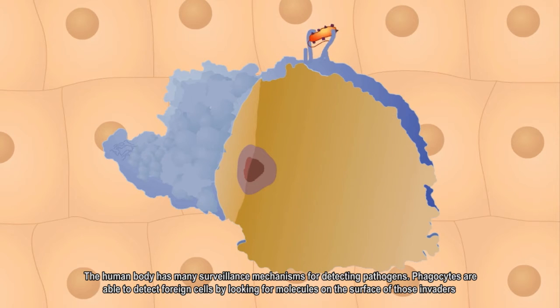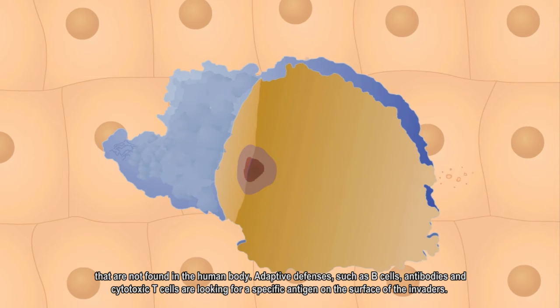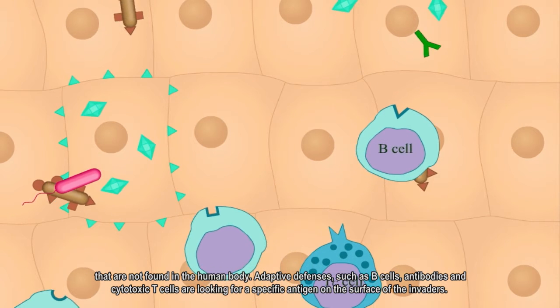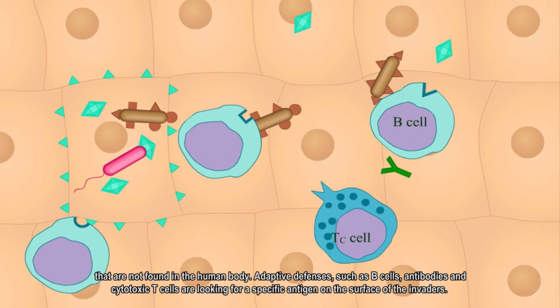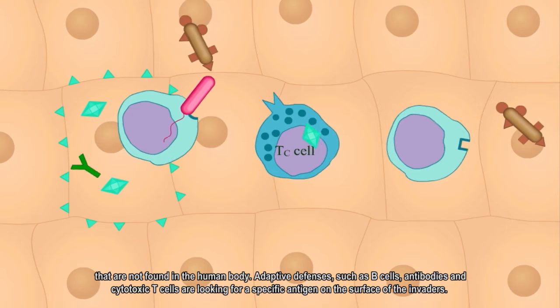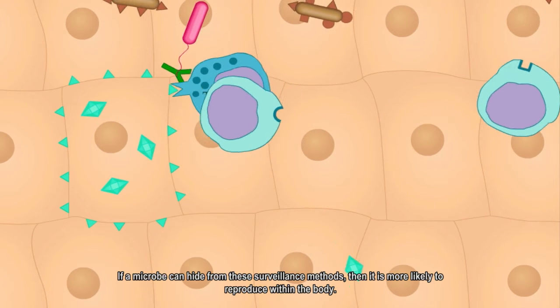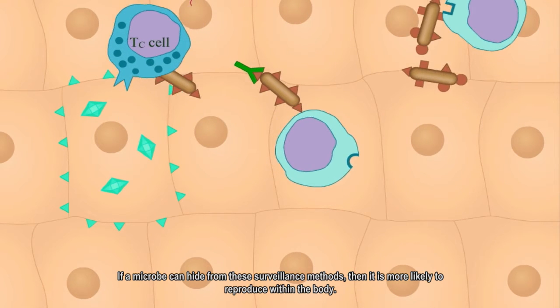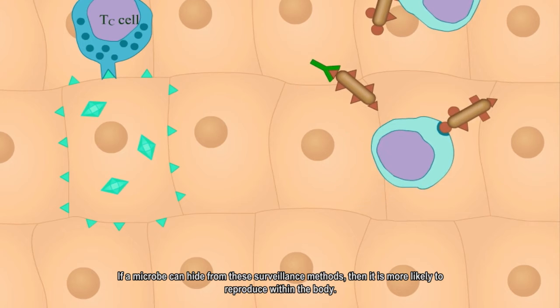The human body has many surveillance mechanisms for detecting pathogens. Phagocytes are able to detect foreign cells by looking for molecules on the surface of those invaders that are not found in the human body. Adaptive defenses, such as B cells, antibodies, and cytotoxic T cells, are looking for a specific antigen on the surface of the invaders. If a microbe can hide from these surveillance methods, then it's more likely to reproduce within the body.